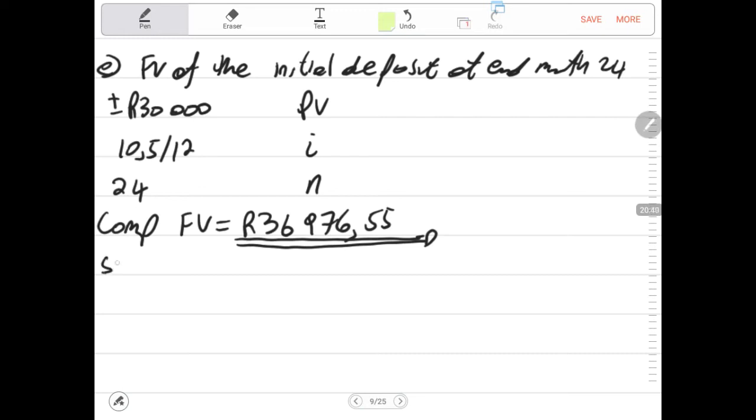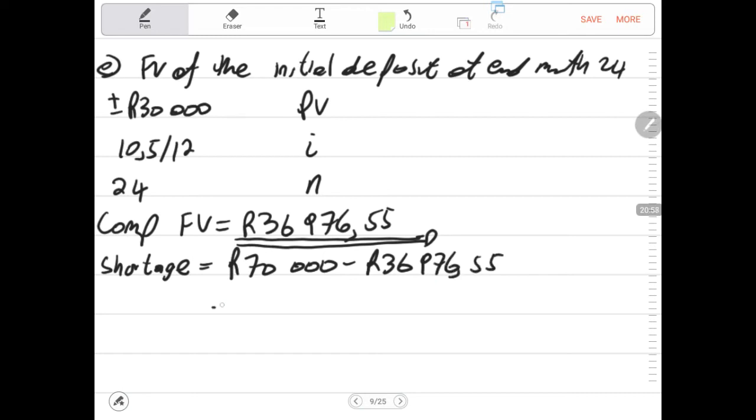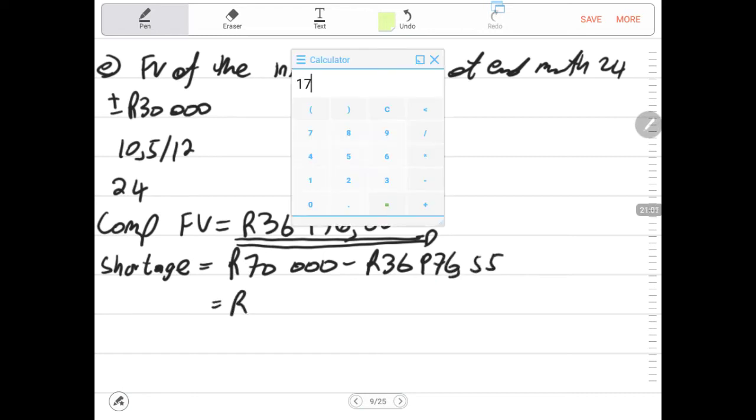So now let us calculate the shortage. I sometimes call it a shortage, but we don't call it a shortage. We call it the remaining balance. So how much are we still short? We say 70,000 is what we need, minus what we have, which is 36,976.55. So now the shortage of the amount that still needs to be raised will be 70,000 rands minus 36,976.55.